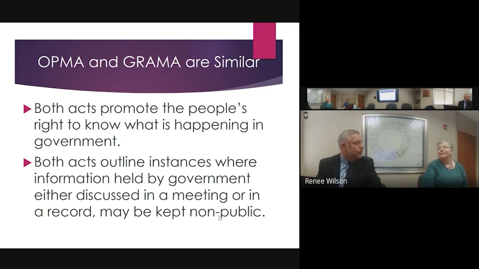A good example, for example, that was a double. GRAMA completely excludes security measures. Security measures are not included as records. And then also you have within OPMA where it says if you have a discussion about what you're doing for the security, you can do that in a closed meeting.